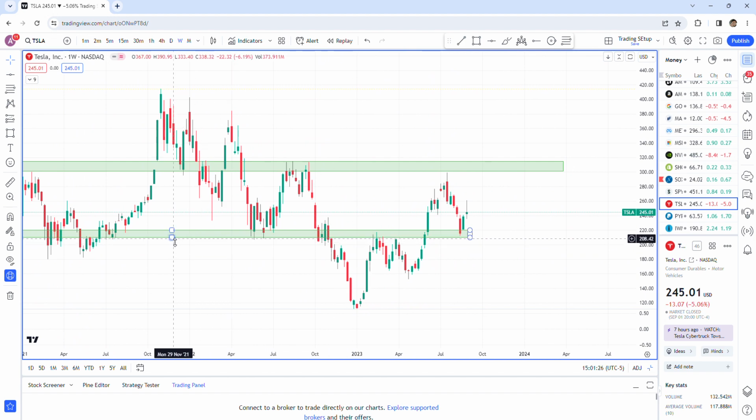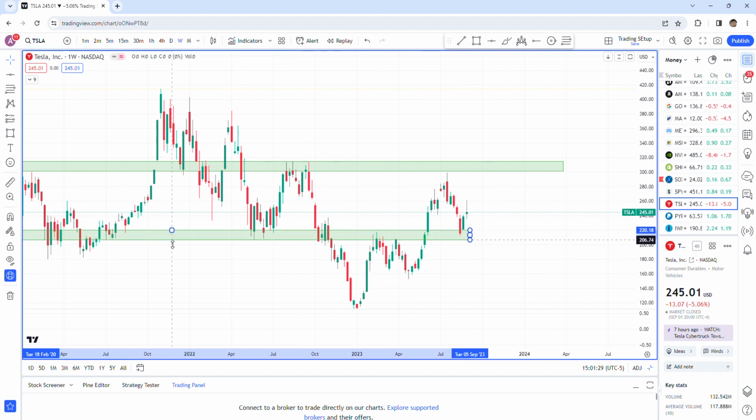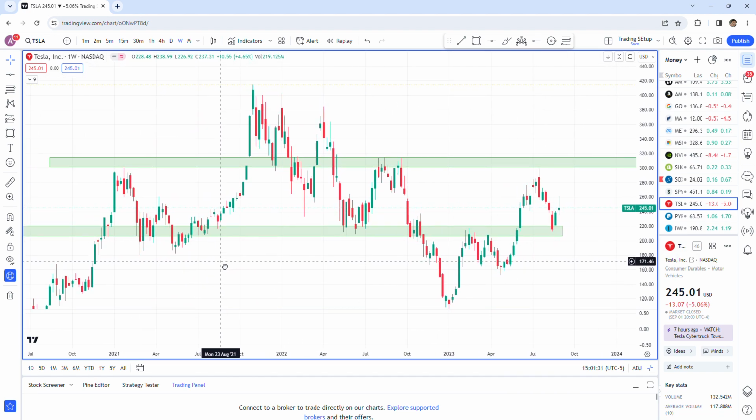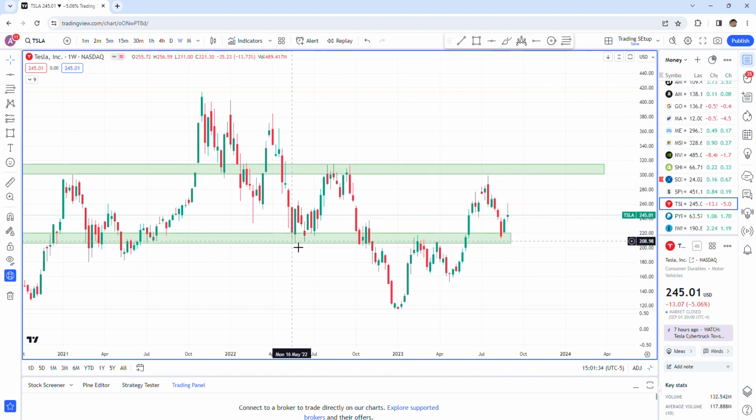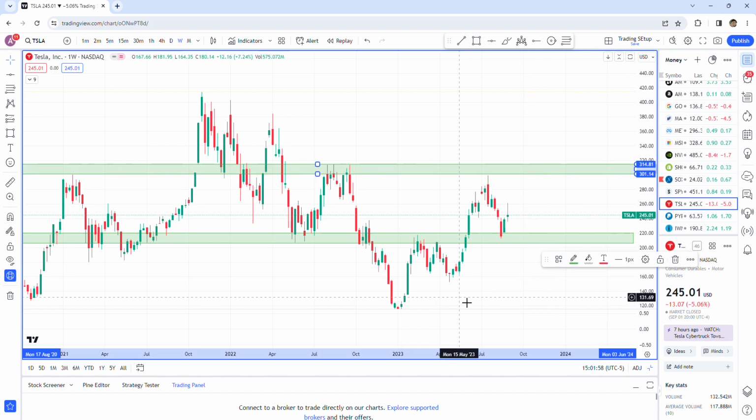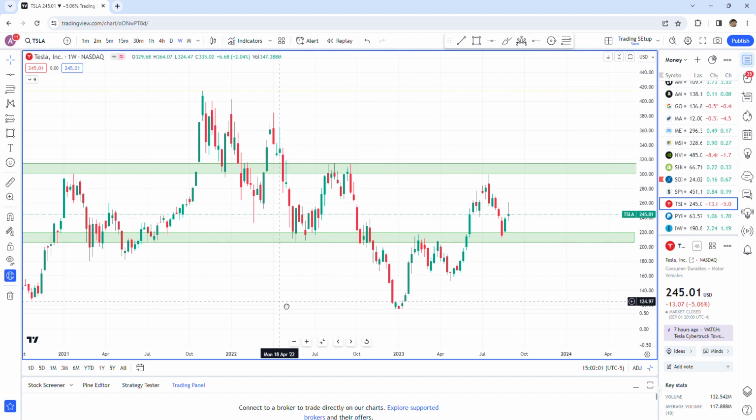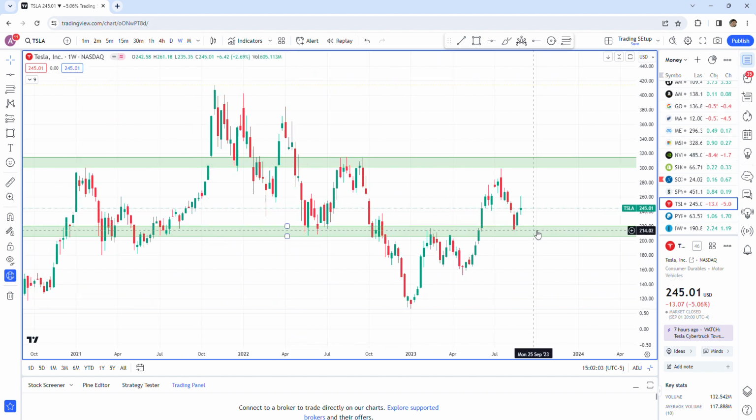So if you notice here, just like up above, we came down to this area, we respected it, bounced off, went back up, came back down, bounced off, failed, and we had to come on down again. Tried it again, failed again, pulled back, tried it again, failed, pulled back some more, tried it again, broke out, came back, and now we retested and we took off. So these zones right here are very, very respected. So we come down to this area, I'm going to take a reversal trade.